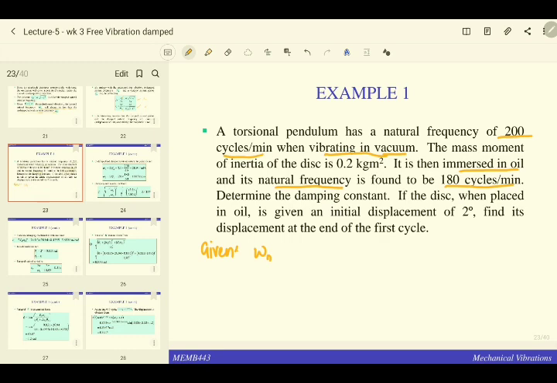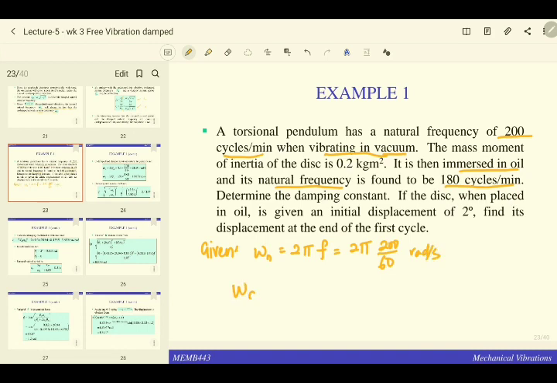You have to convert it into radian per second. So you have 2 pi f, where your f is 200 cycles per minute. In other words, you have 2 pi times 200 over 60, because of minutes, and this one is cycles per minute, in order to get your radian per second. So this one is in terms of radian per second.